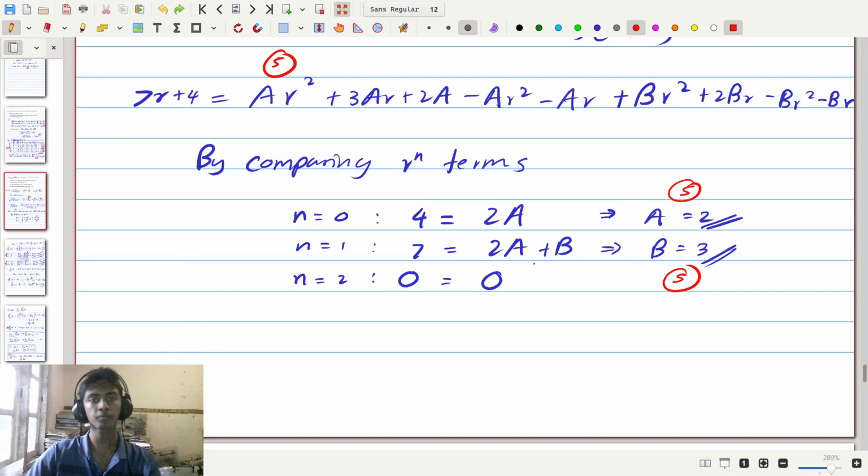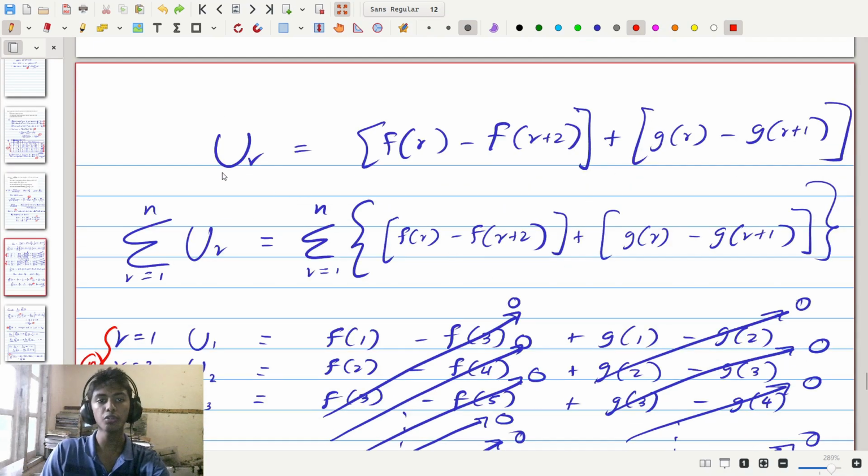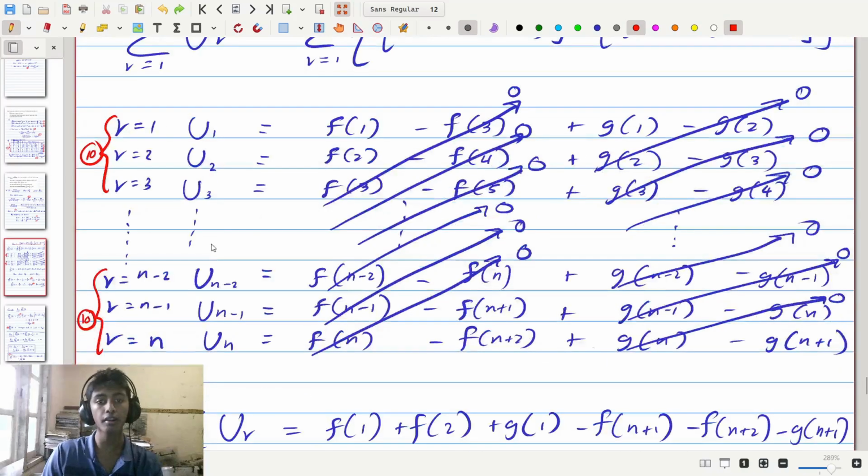you get 5 marks. In the next part of the question, when you use this telescoping sum in order to find the sum from r equals 1 up to n of u of r, for writing down the first 3 terms, you get 10 marks. Similarly, for writing down the last 3 terms, you get 10 marks.